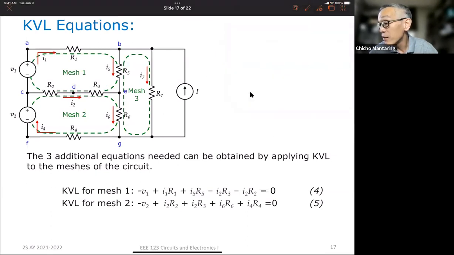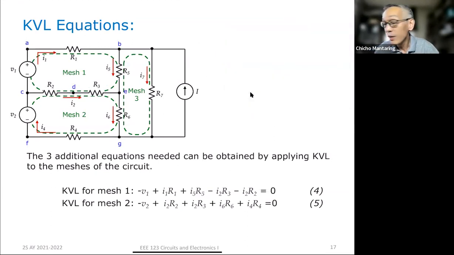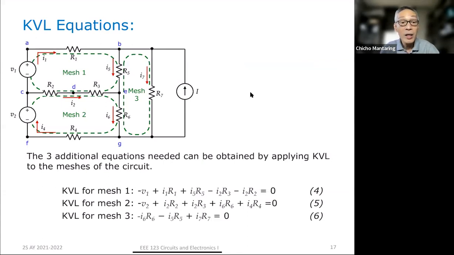Let me erase this first. No? Okay, I'm going to get it here sa mesh 3. Anyway, let me write the expression first. So that's minus I6 R6.